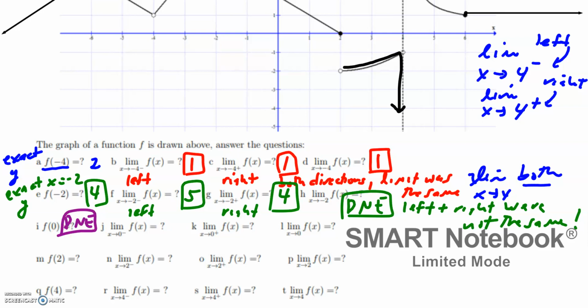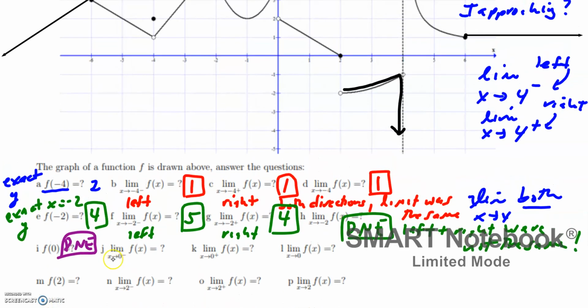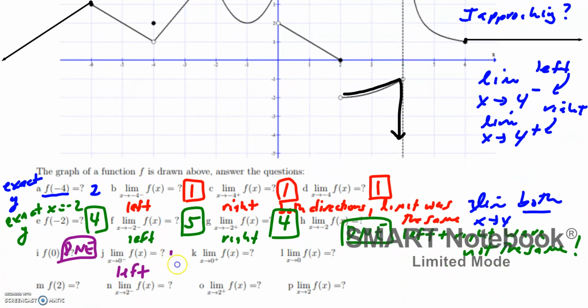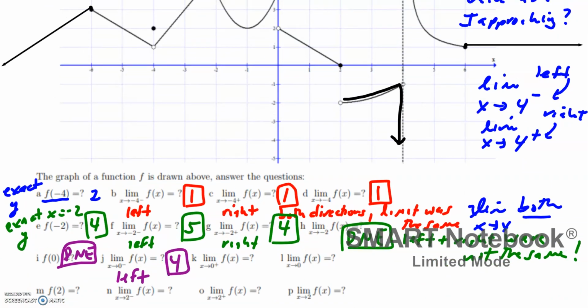But if we take a look at the limit, so if we approach it from the left and approach it from the right, part J says x is approaching 0 from the left side. So let's take a look there. As I'm looking at x equals 0, the graph from the left goes up and down, gets this little parabola shape, and now we're approaching the x value of 0. And from the left, it looks like we're approaching the y value of 4. So the limit from the left, the answer is 4. Not because it's exactly 4, but we're approaching it.